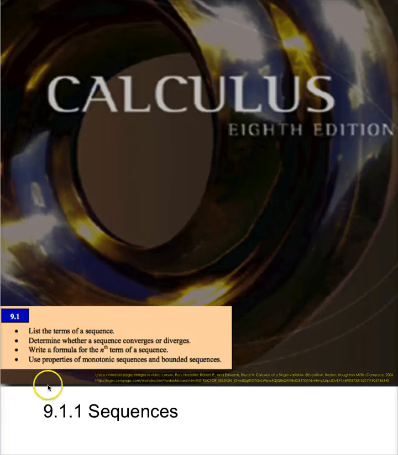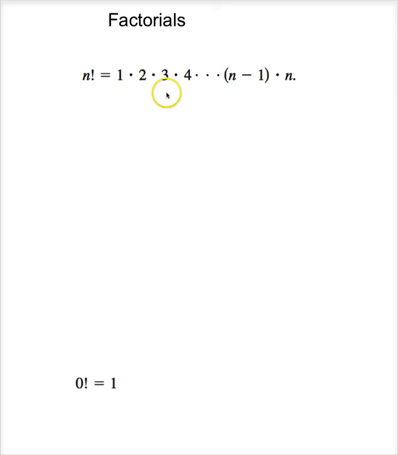Sequences are the beginning of our series unit. Let's work on a definition or two. Factorials are written with an exclamation point. So this is a factorial, and it is the product of the integers from n down to 1. So if I have 4 factorial, this is 4 times 3 times 2 times 1, or 24.